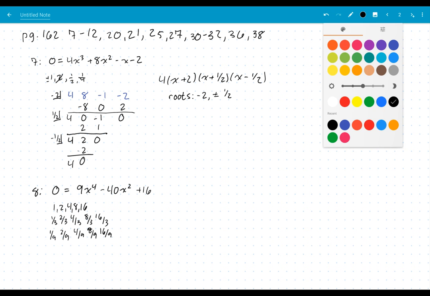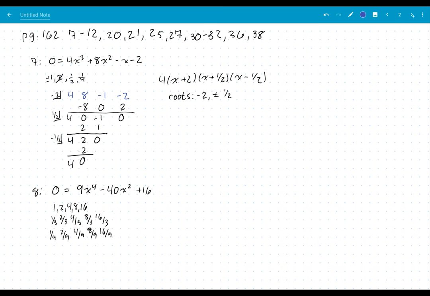All right, let's do our synthetic division. So we have the numbers 9, and then don't forget that this is not x squared, but it's x to the 4th, and this is x squared. So we need to put a 0 in for the x cubed, and then -40, and then a 0 in for the x because it's not included in our equation. So we have 0 and then 16. All right.